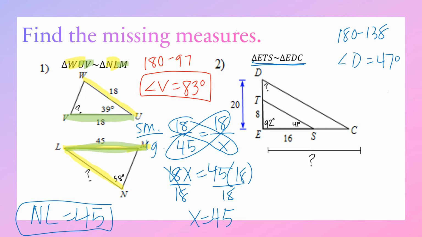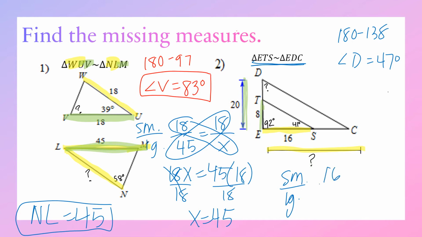Now we want to do the corresponding sides here so that we could find our question mark. Okay, so 16 and the question mark are partners, and then 8 and 20 are partners. So this one is going to make more sense when we do the proportion because we're going to get a different answer. Okay, so again, I'm just going to do small to large for the proportion. You can do large to small, that's fine.